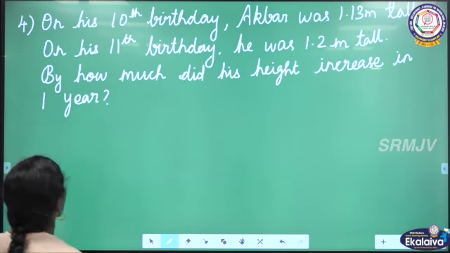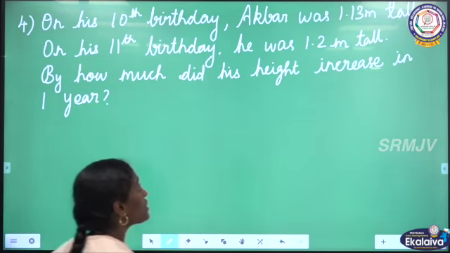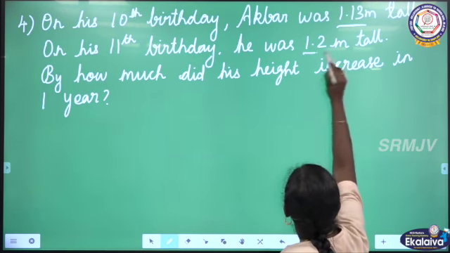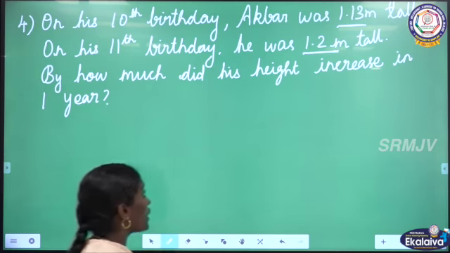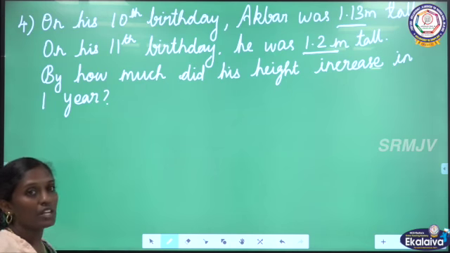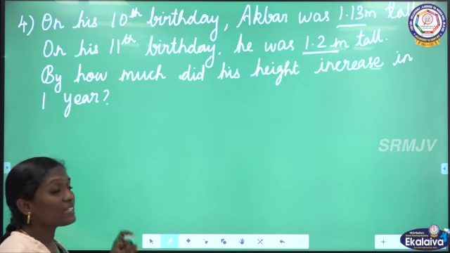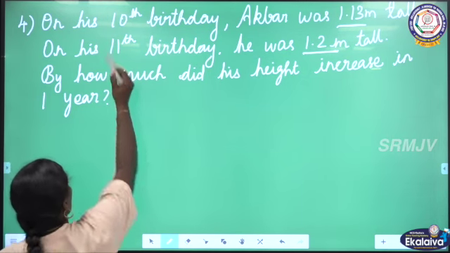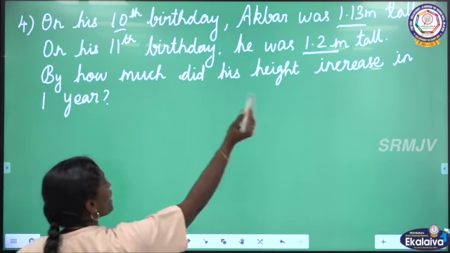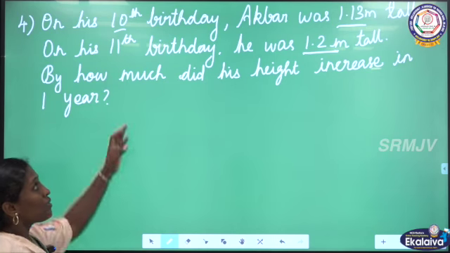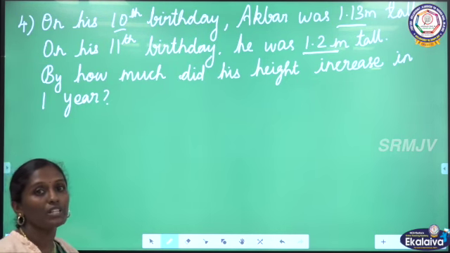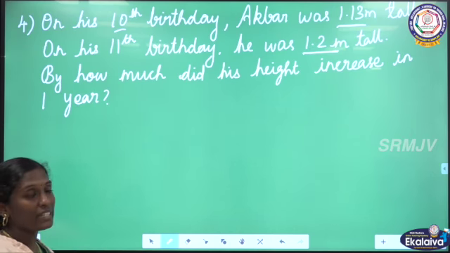The next question, on his 10th birthday, Akbar was 1.13 meter tall. On his 11th birthday, he was 1.2 meter tall. By how much did his height increase in 1 year? We are going to find out the height increased in 1 year. On his 10th birthday, he was 1.13 meter tall. On his 11th birthday, 1.2 meter tall. From the greater number, we are going to subtract the smaller number. We have to find out the difference between these two heights. Then we will get the answer.